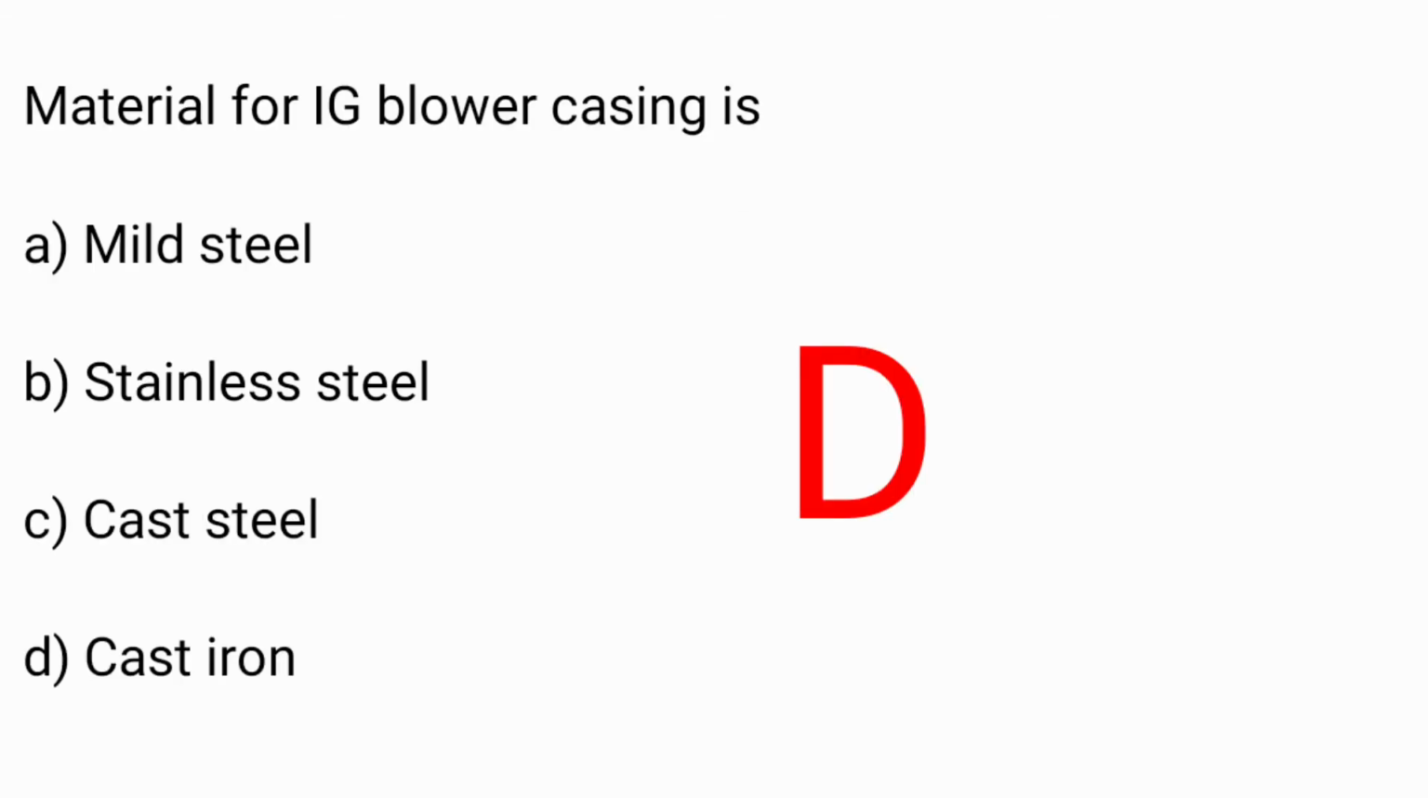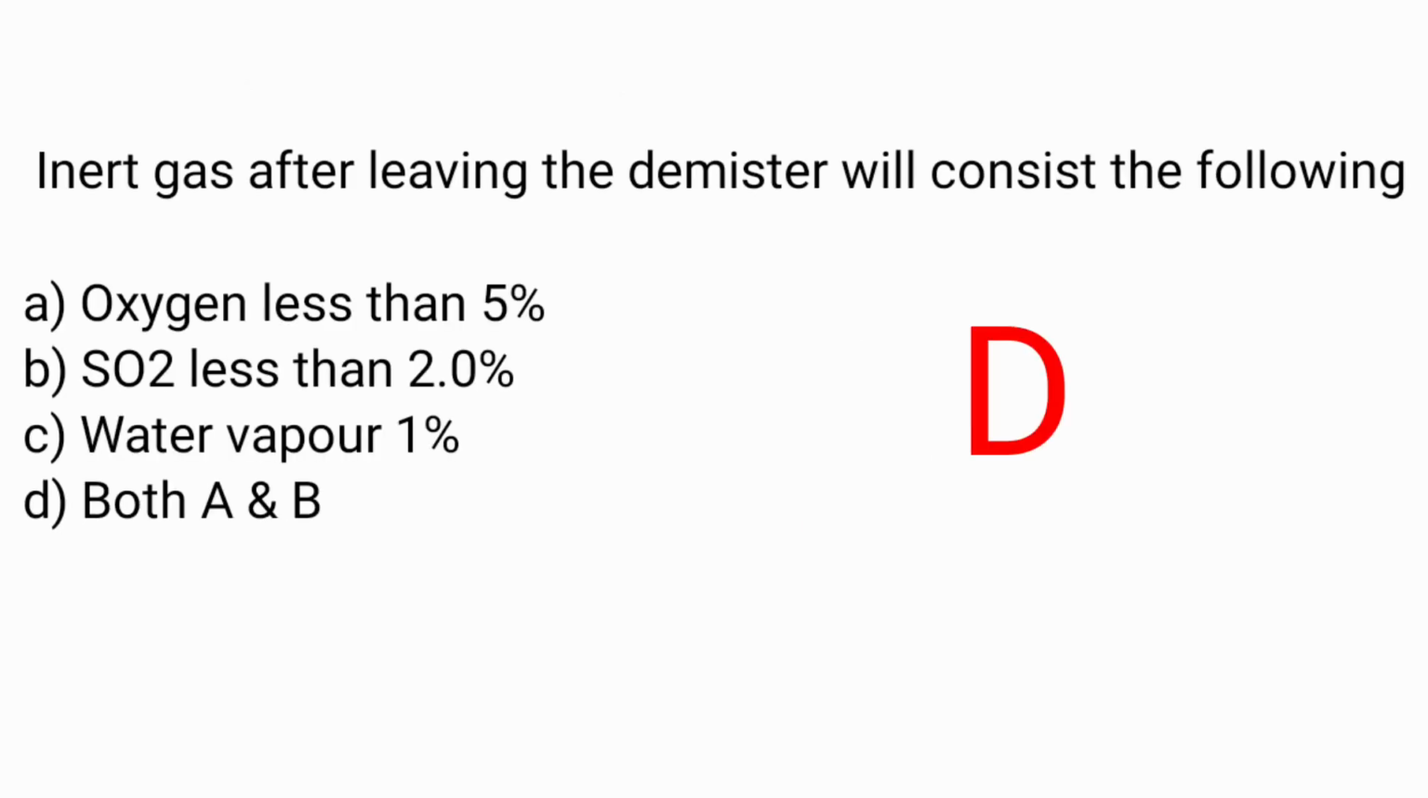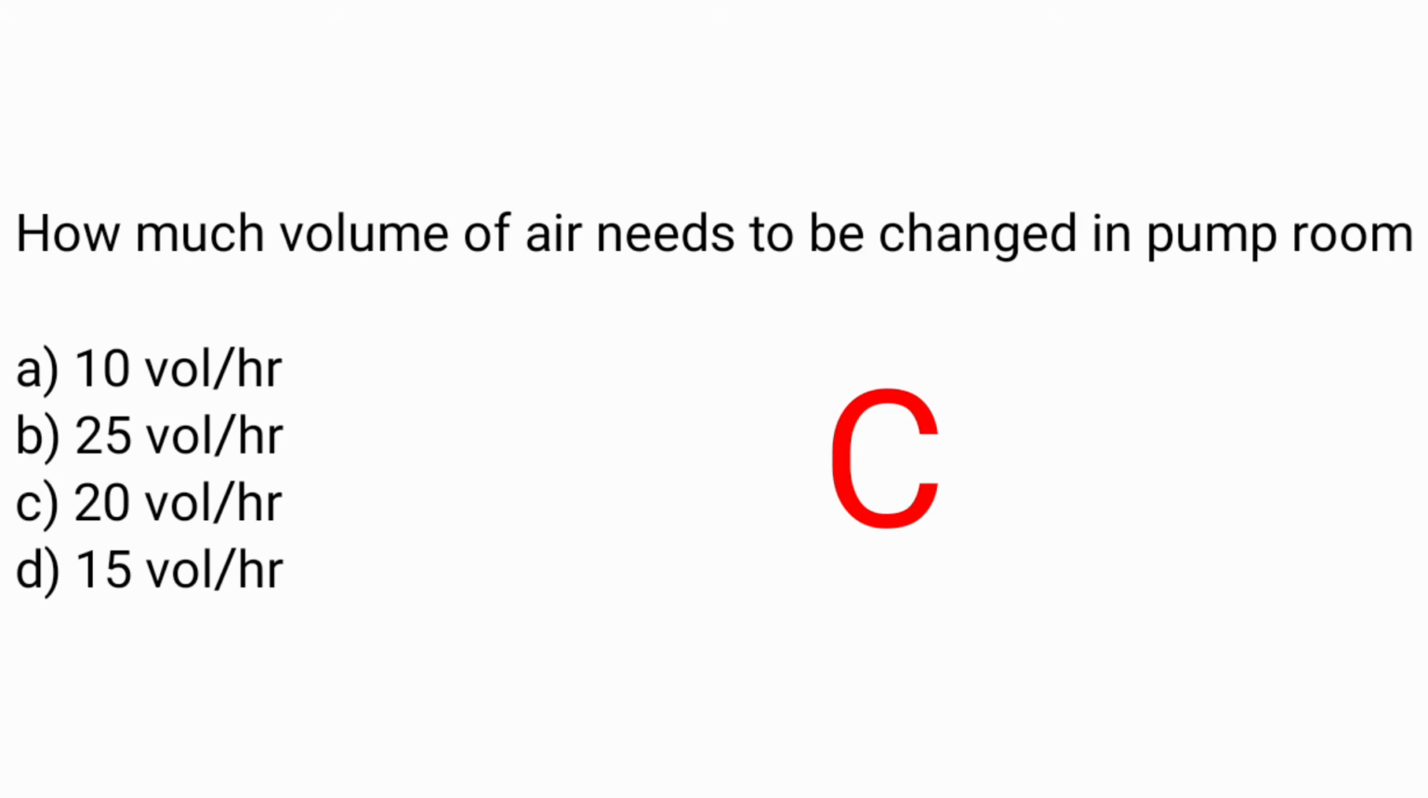Material for the IG blower casing is. Answer D, cast iron. Inert gas after leaving the demister consists of the following. Answer D, both A and B. How much volume of air needs to be changed in the pump room? Answer C, 20 volumes per hour.